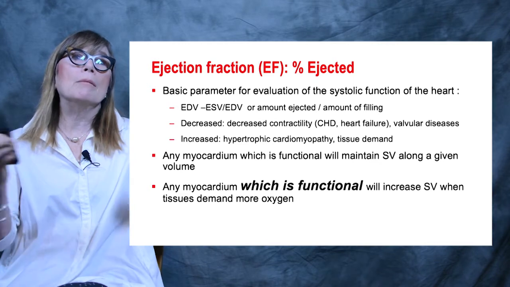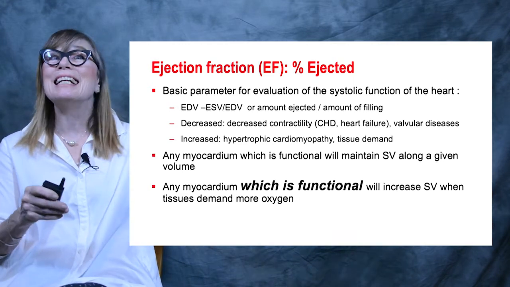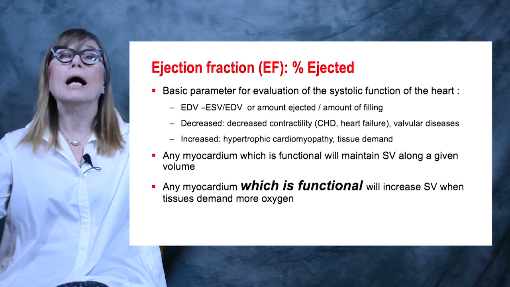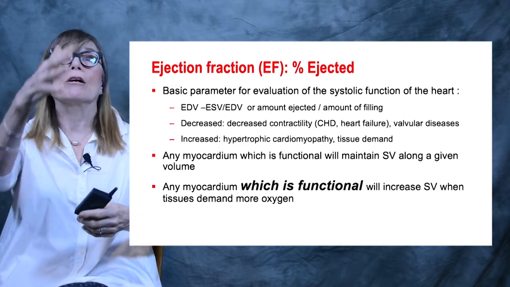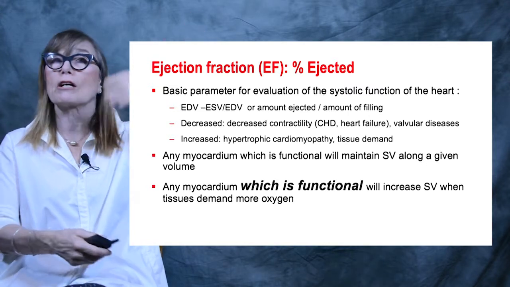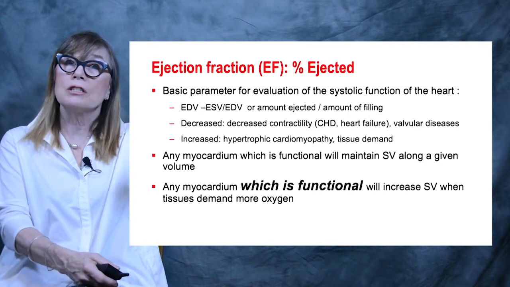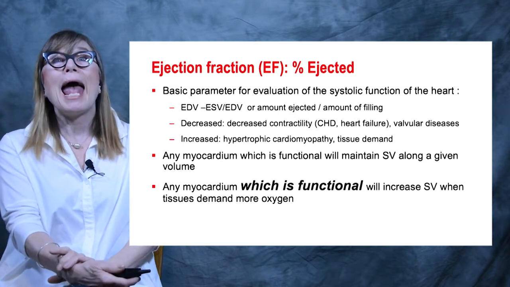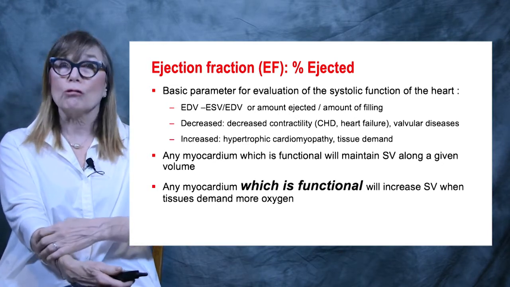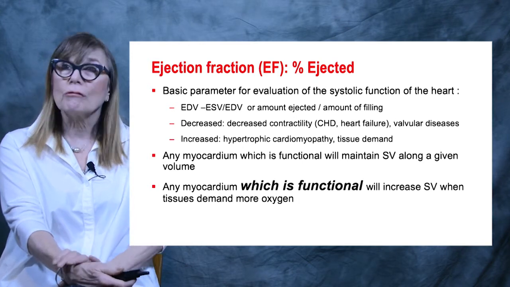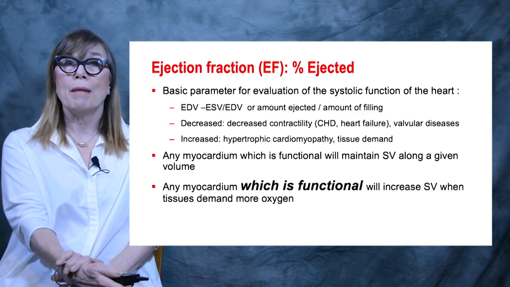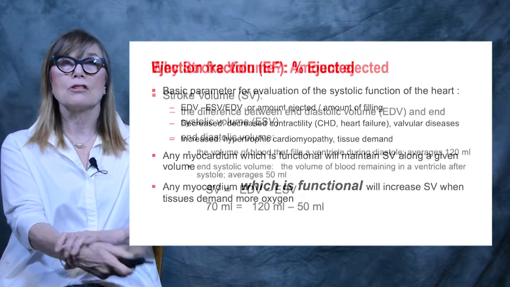Any myocardium that is functional will maintain its ejection fraction along a line. It's linear. That stroke volume will be linear in relationship to the ejection fraction. More volume, less volume, same ejection fraction. Any myocardium which is functional will increase its stroke volume and its ejection fraction when tissues demand more oxygen.